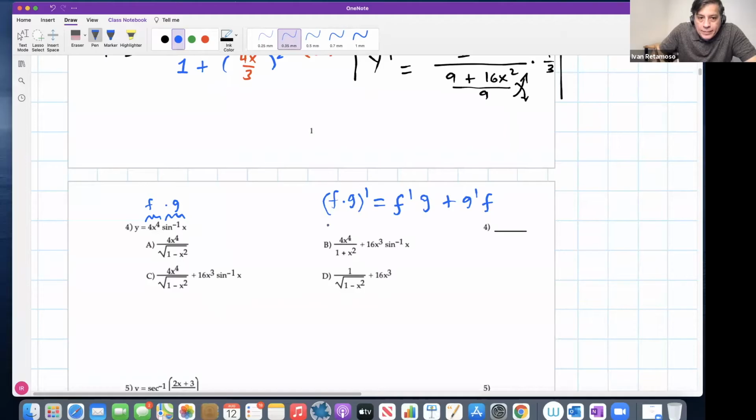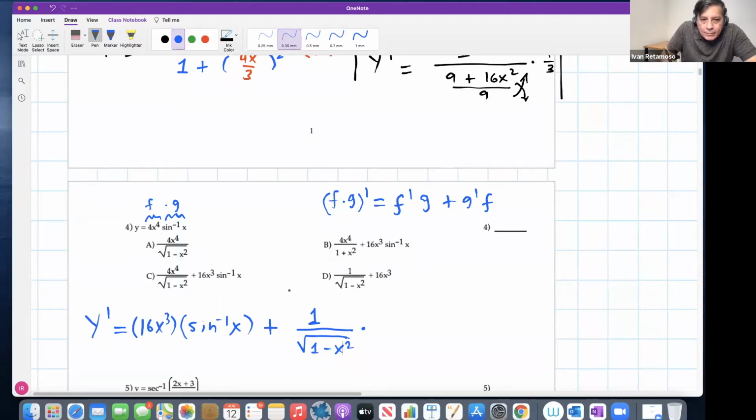It's called the product rule. So we start with the derivative of 4x squared. The derivative will be, 4 comes down, 16 x cubed, times the other function g, sine inverse of x, plus the derivative of sine inverse. But you know the derivative of sine inverse is 1 over the square root of 1 minus x squared. We just saw it. Times the other function, 4x to the 4 power.